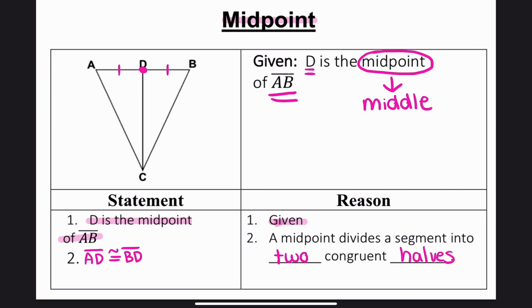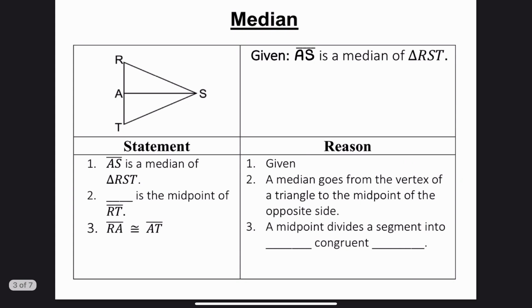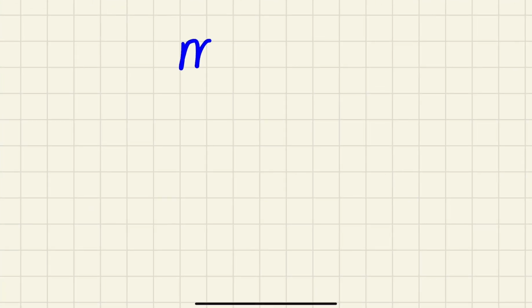Now, a midpoint is a point, but what is a median? Now, a median is a little bit different, so let's check the title here, median. And if I'm given a median in my given, that means I'm given a line segment, not a point. So it's saying that this AS is a median of this triangle. Now, it's really important to remember, and I'm going to draw us a little diagram that we usually put in our things to remember. So when you are given a median, it is a line segment, right?